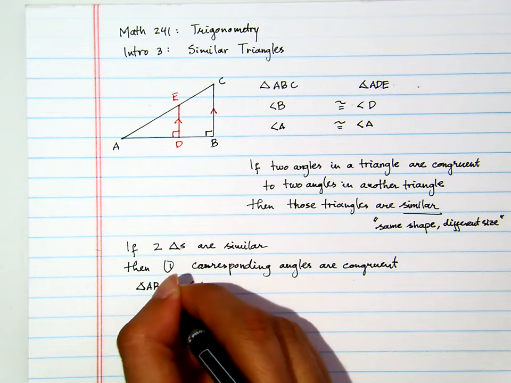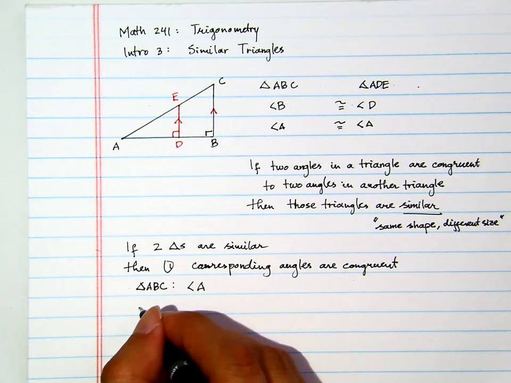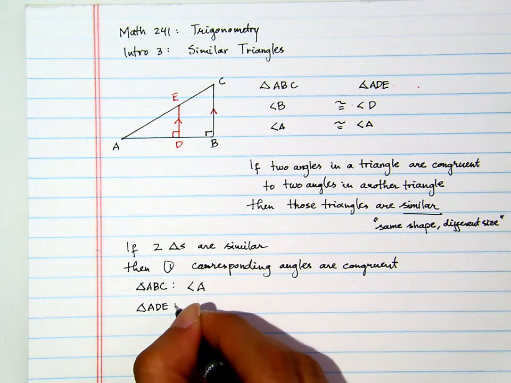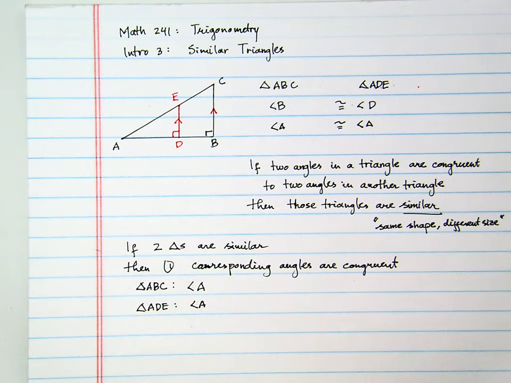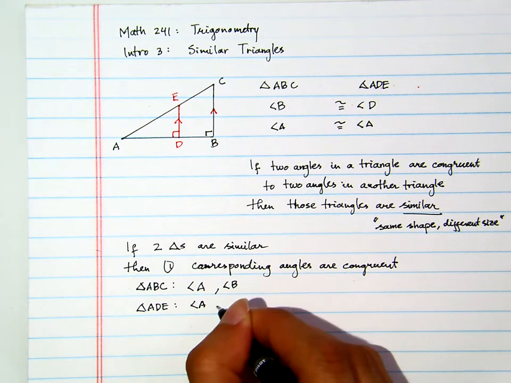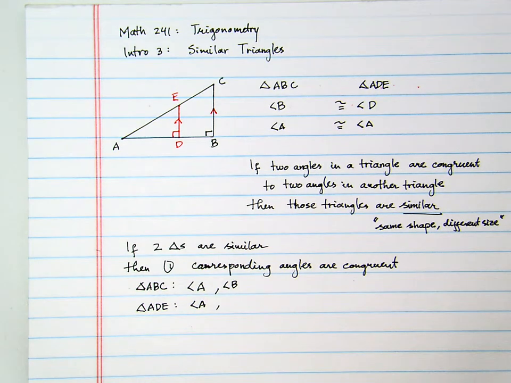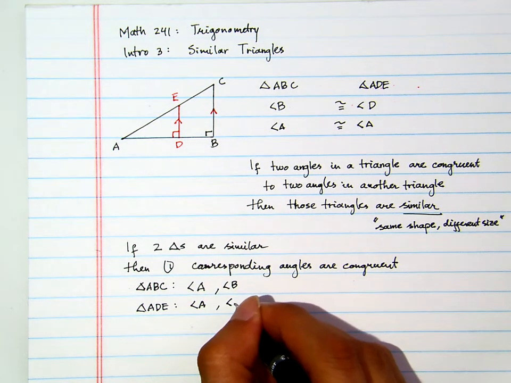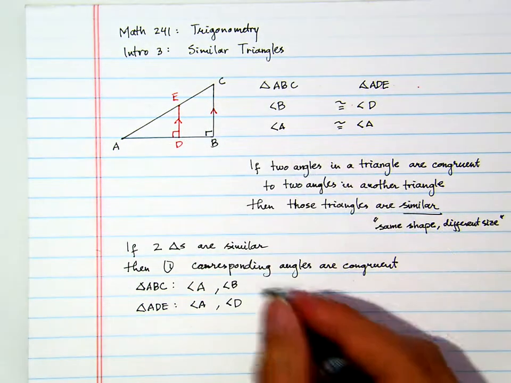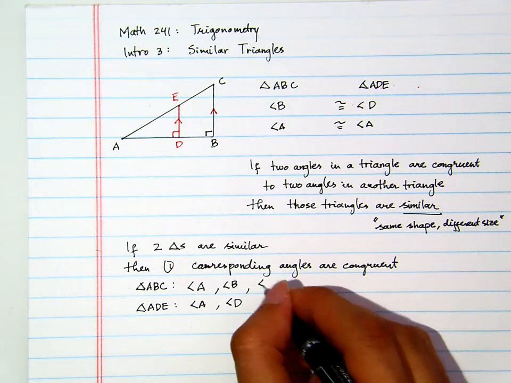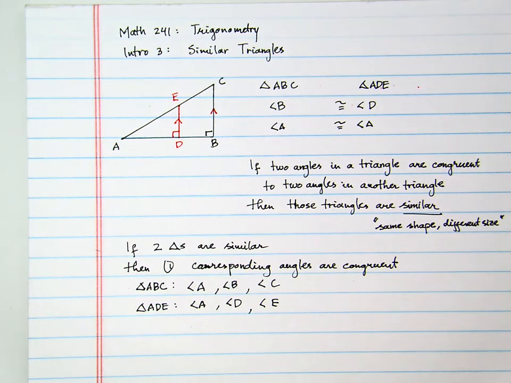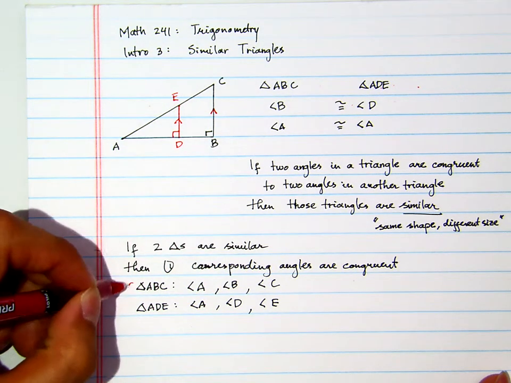If we look back there, you see that angle A in triangle ABC corresponds to angle A in triangle ADE, right? Also, angle B in triangle ABC is congruent to angle D. You see the direct angle, right? And also angle C in triangle ABC is congruent to angle E. That's the first thing.